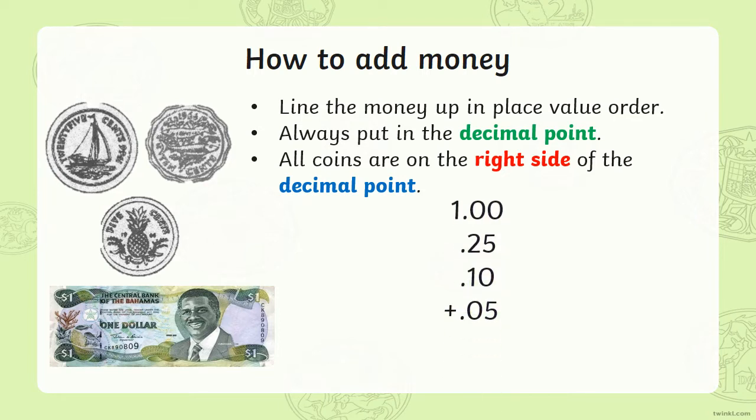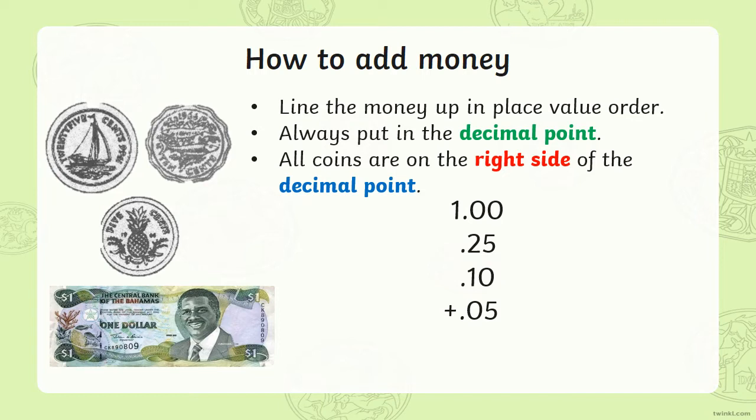So notice we start with the larger note, the larger piece of money, which is the dollar. Then we have the 25 cents. So notice on the right side of the decimal point, we have 25. Next, we have 10 cents. Notice on the right side of the decimal point, 10. Then we have the 5 cent. Notice that 5 cents is in the ones place. So we have 5 ones there.